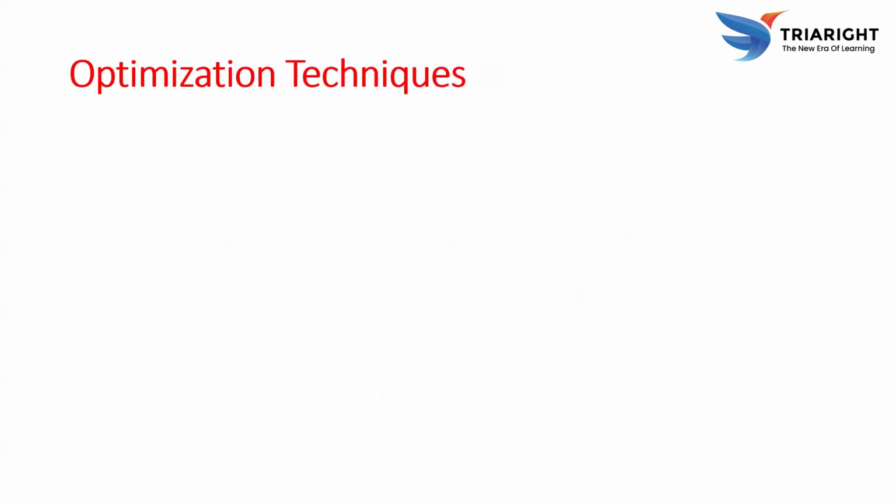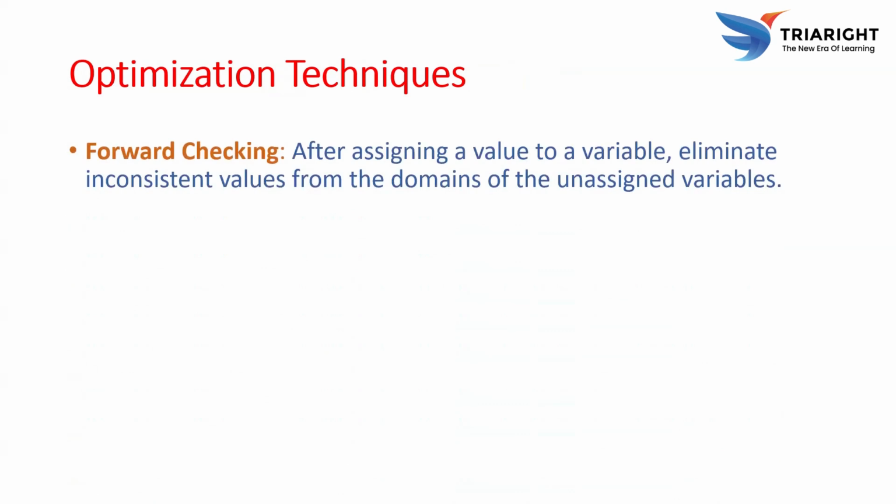So here we have the optimization techniques too. First, forward checking. After assigning a value to a variable, we eliminate the inconsistent values from the domains of the unassigned variables, right? How it works: when you assign a value to a variable Xi, forward checking immediately looks at the unassigned variables Xj that are connected to Xi by a constraint, right?